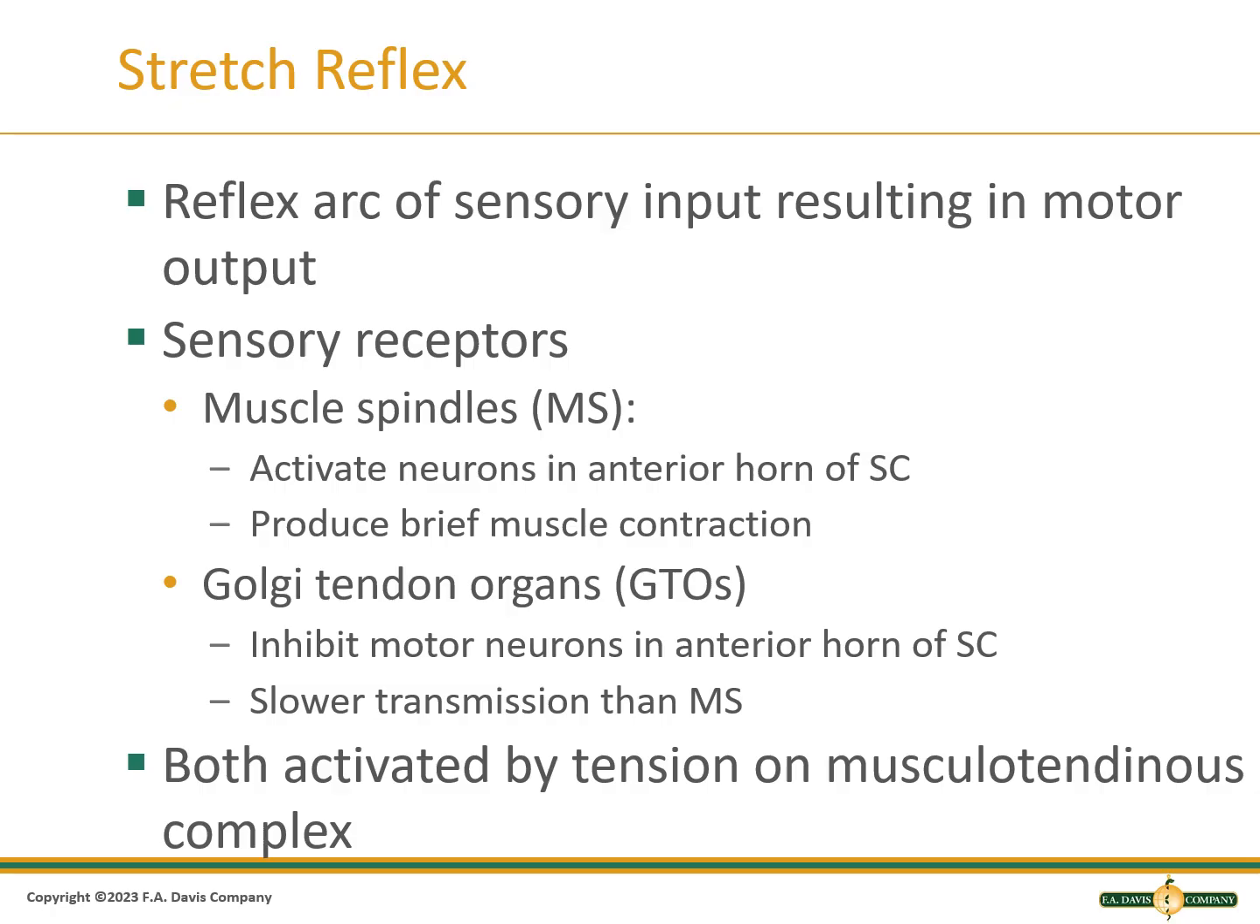The Golgi tendon organs act to inhibit that lower motor neuron that was activated by the muscle spindle. So signals from the GTOs travel a little bit slower, and the activation from the muscle spindles happens faster. But the signal from the GTOs gets there after the signal from the muscle spindle to make sure that the signal stops and that the muscle contraction is brief.